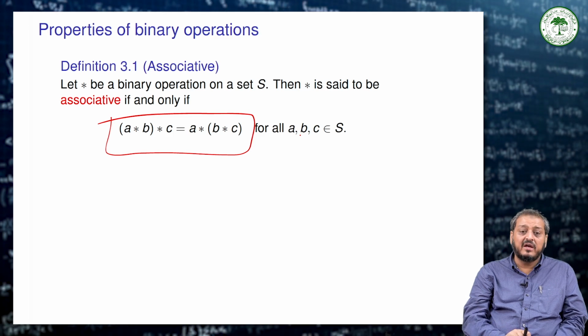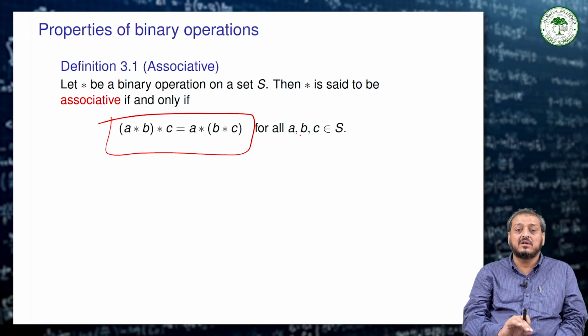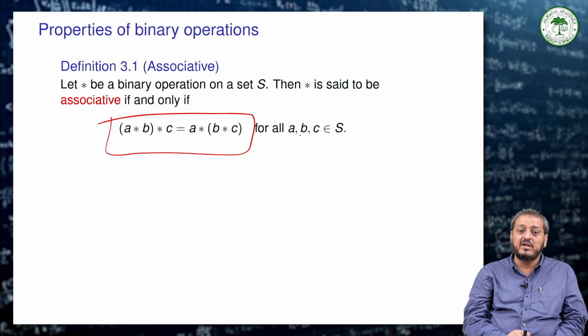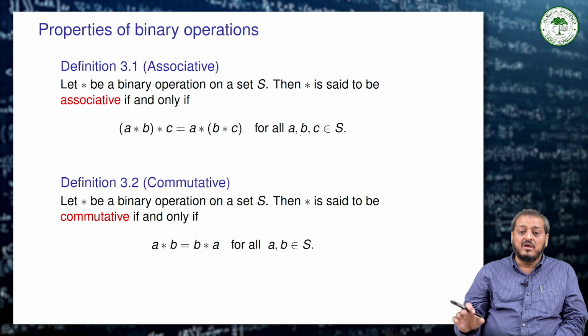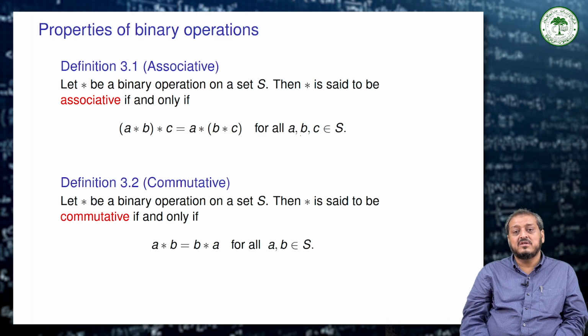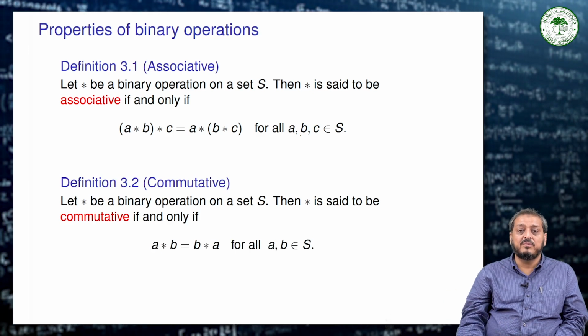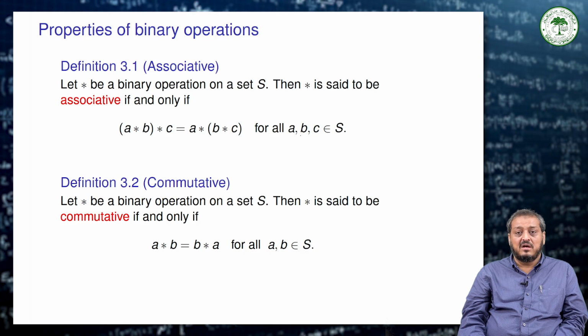Similarly, let star be a binary operation on a set S. Then star is said to be commutative if a star b is the same as b star a for every a and b that are elements of S.